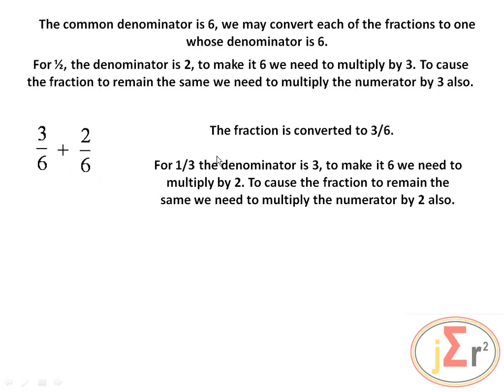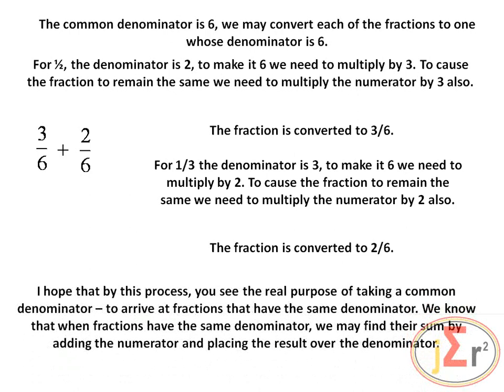So we have this statement here. For 1/3, the denominator is 3. To make it 6, we need to multiply by 2. To cause the fraction to remain the same, we need to multiply the numerator by 2 also. The fraction is converted to 2/6.